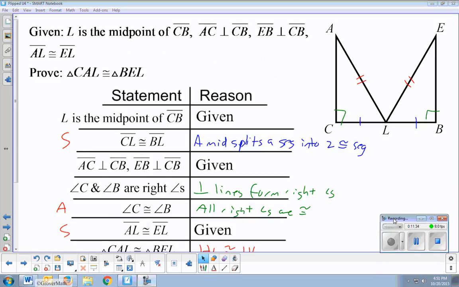And now we're just going to go a little bit further on what happens after we prove triangles are congruent, and some isosceles problems too.